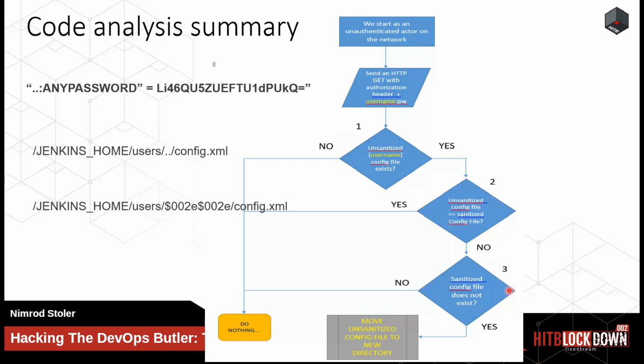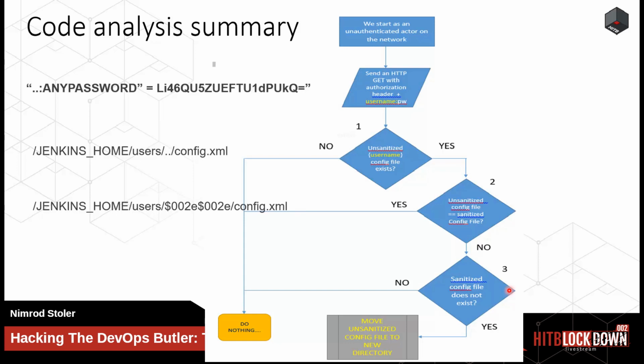The third and last checkpoint checks if the sanitized file exists. Well, I don't suppose some Jenkins installation will have a user by the name of $002E, $002E. Well, we just passed test number 3. At this point, the Jenkins main configuration file, config.xml, the one that contains statements about the main security switch, has been removed by Jenkins itself from the Jenkins home directory.